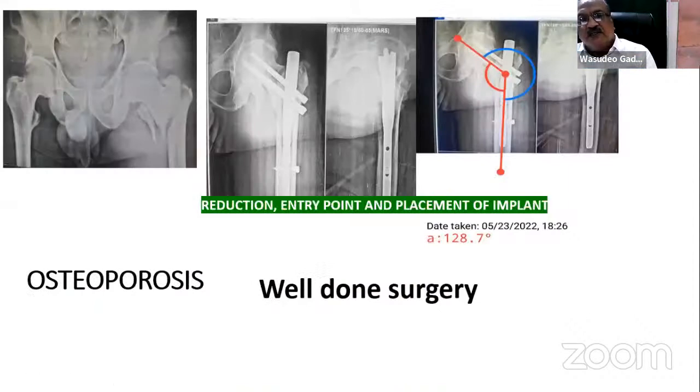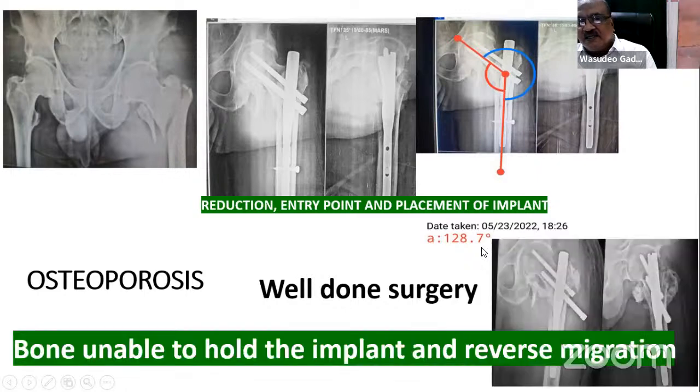Another example, reduction, entry point, everything is good, and even the implant placement, you can see this is well done surgery. Ultimately, the bone was unable to hold the implant and there was reverse migration. So you cannot guarantee success even after doing a surgery. These are all true cases, they are not from the net. These are all collected from my friends and WhatsApp groups. These are all real life cases, and they will be surprised why these failed.